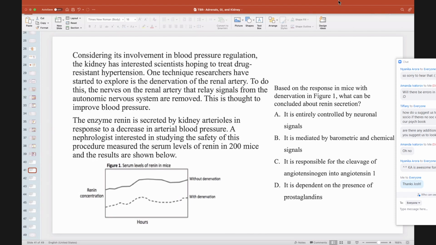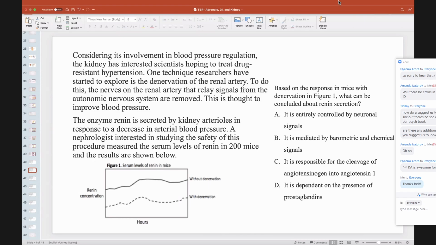This is thought to improve blood pressure. Okay, so that's what we're trying to do. The enzyme renin, we talked about the renin-angiotensin-aldosterone system, is secreted by kidney arterioles. So it tells us what type of cells release the renin in response to a decrease in arterial blood pressure. So these kidney arterioles will release this renin due to a decrease in the arterial blood pressure.